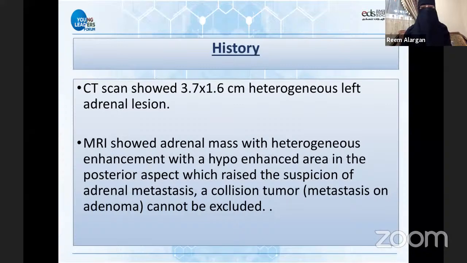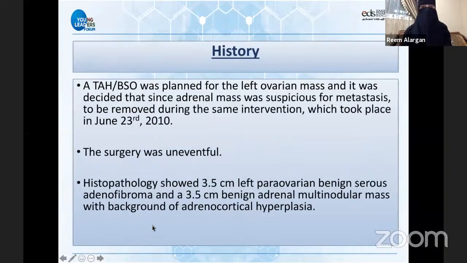By MRI, they reported the mass again as a heterogeneous mass with enhancement and a hypo-enhanced area in the posterior aspect. And they raised the possibility of either adrenal metastasis or collagen tumor based on the MRI finding. Since the patient had a suspicious left ovarian mass and the MRI finding was suspicious for metastasis, the decision was to go for total abdominal hysterectomy and bilateral salpingo-oophorectomy. And at the same time, she had left adrenalectomy done at the same intervention.